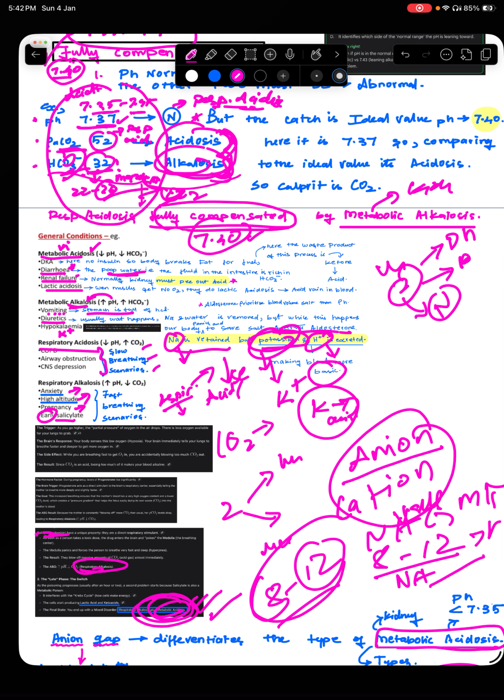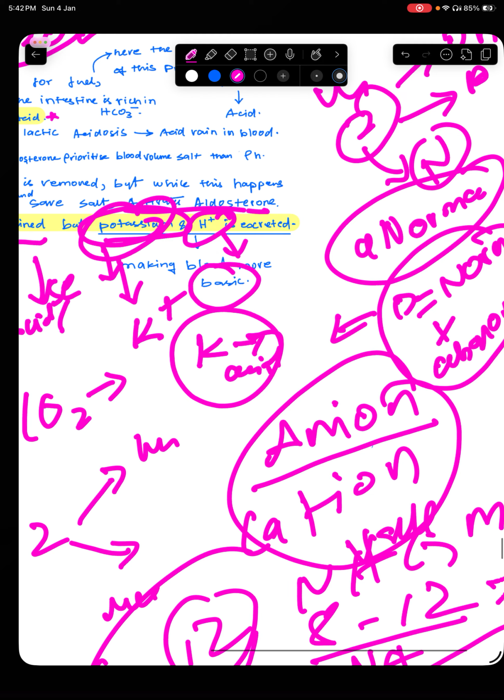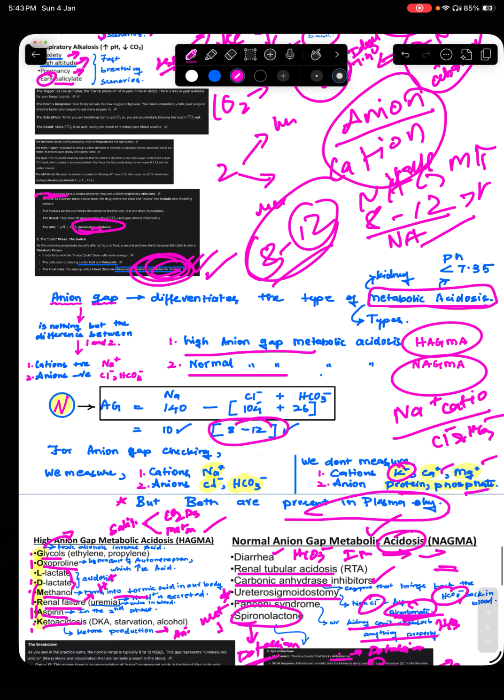Partially compensated means all the three will be abnormal. Fully compensated means the pH will be normal, but the other two will be abnormal. For finding what was the problem, we have to know the ideal value of pH, which is 7.40.